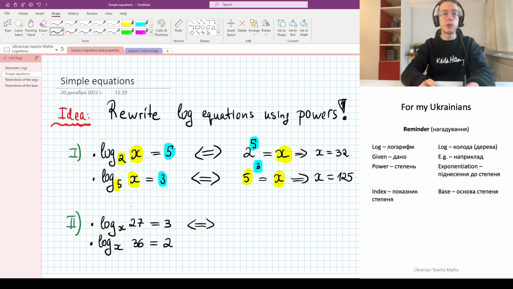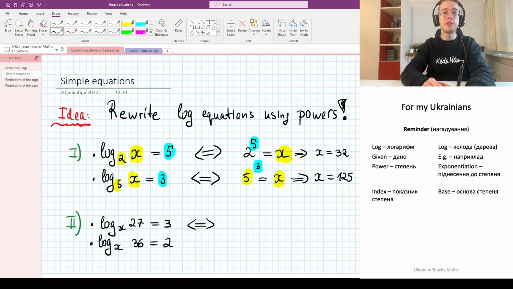Moving forward, we are going to adjust our problem just a little bit. However, our plan is going to stay just the same. So this time we have x not in the result or the argument of the logarithm, but in the base of the logarithm. However, we're still doing the same thing. So we have log to base x of 27 equals 3.